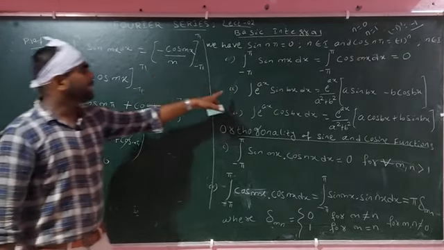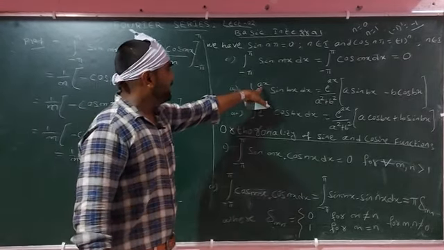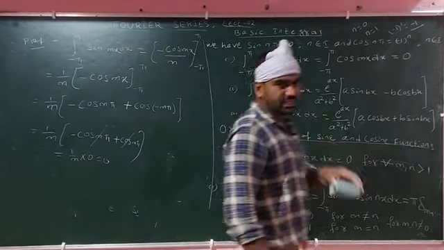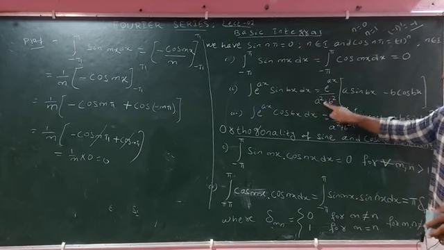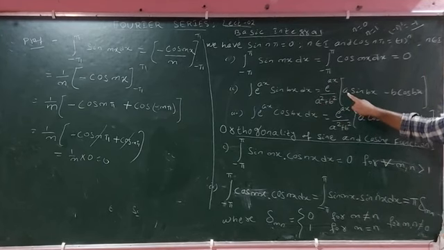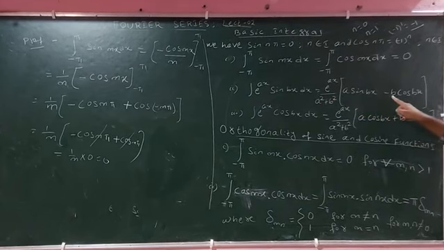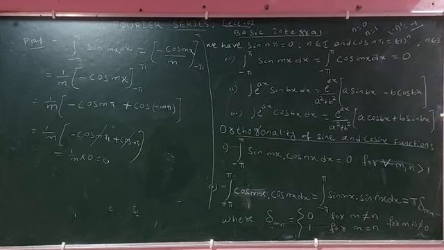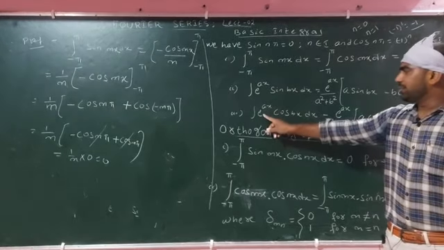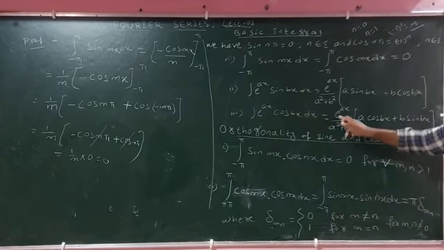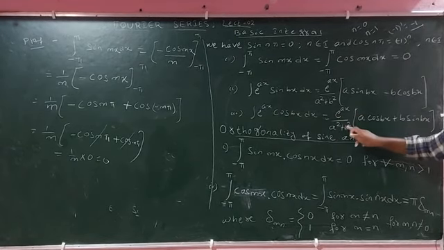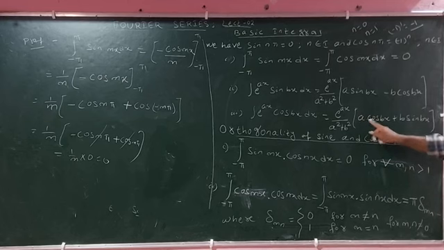Now the second integral: the integral of e to the power ax sin bx dx equals e to the power ax divided by a square plus b square, into a sin bx minus b cos bx. Similarly, the integral of e to the power ax cos bx dx equals e to the power ax divided by a square plus b square, whole into a cos bx plus b sin bx.